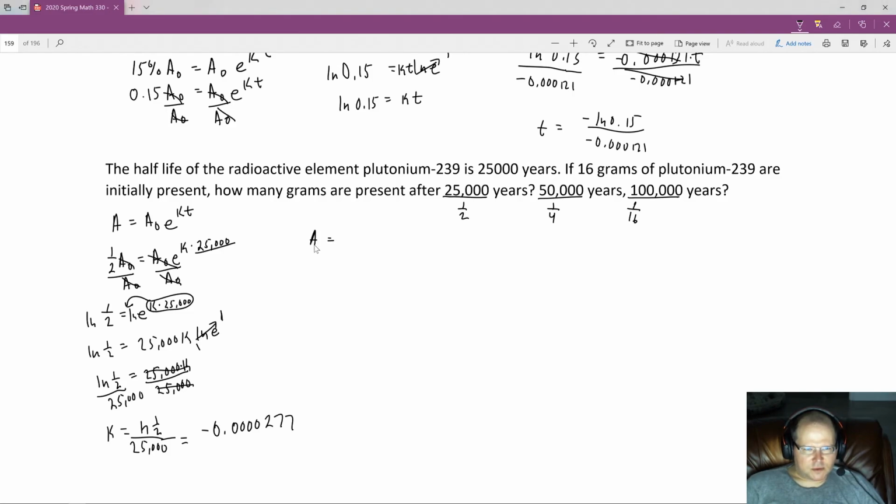Go back to the original equation. A is equal to A initial times e to the k, which is negative 0.000277 t. And then we plug in the numbers they give you. So after 50,000 years, we already know it's going to give you 1/4 of whatever the original was anyways, but this is just going to verify that. You could just simply plug in the 25,000, the 50,000, or even the 100,000 in there, and it would just verify the amount that you're going to get.